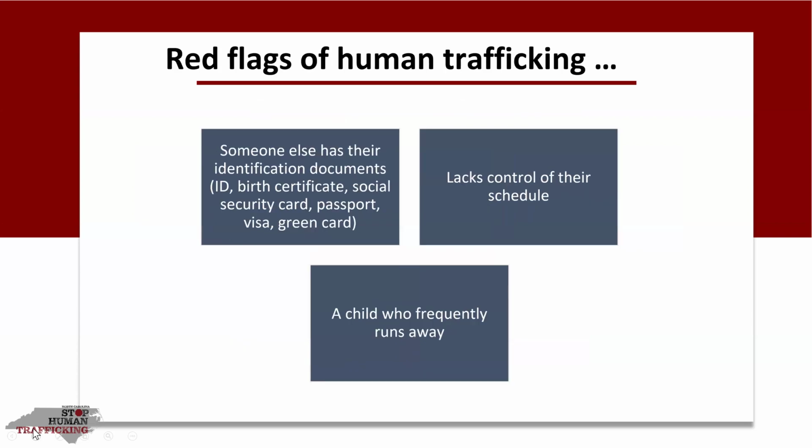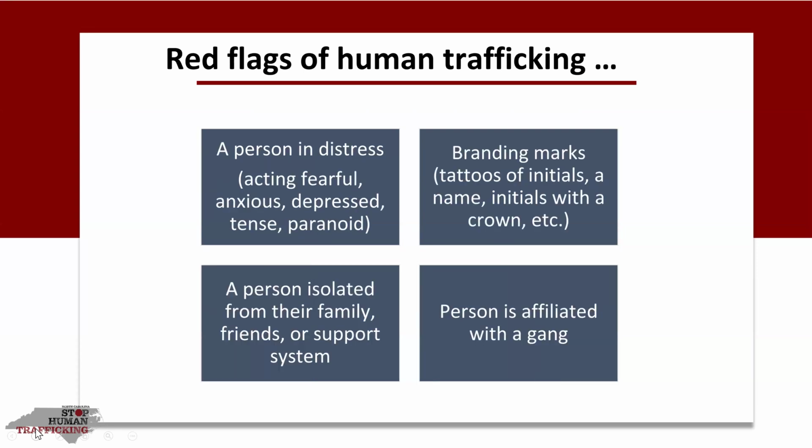Red flags of human trafficking in a person. So someone else has their identification documents. If they don't have their identification documents, but someone else does, that's really a huge indicator. Why does another person have your identification documents? They lack control of their schedule. That indicates somebody's controlling them. If it's a child, they frequently run away. You want to ask yourself, well, where are they running? Who are they running to, or what are they running from? Very solid questions for that.